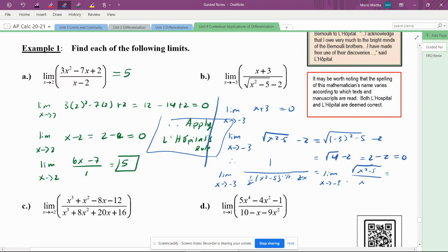And then from there, we plug in negative 3. We end up with the square root of 9 minus 5 on top, over negative 3. And that's equal to negative 2 over 3, right?